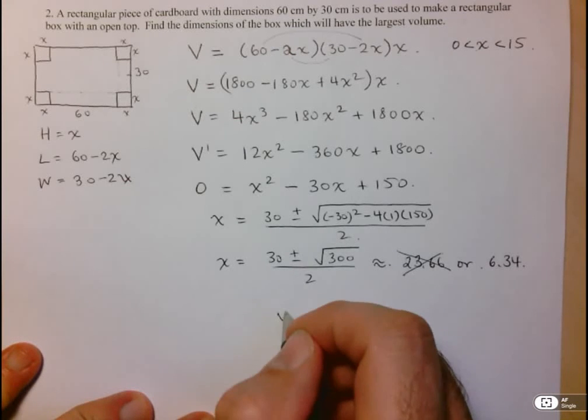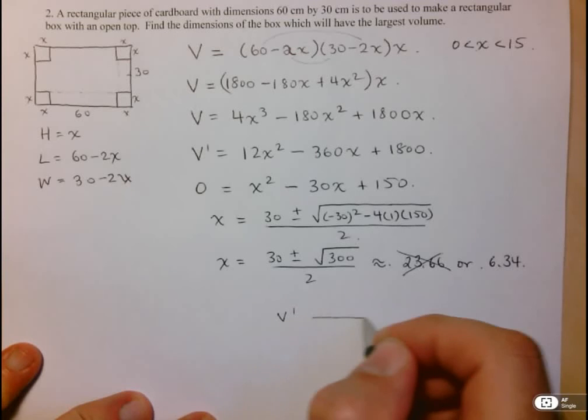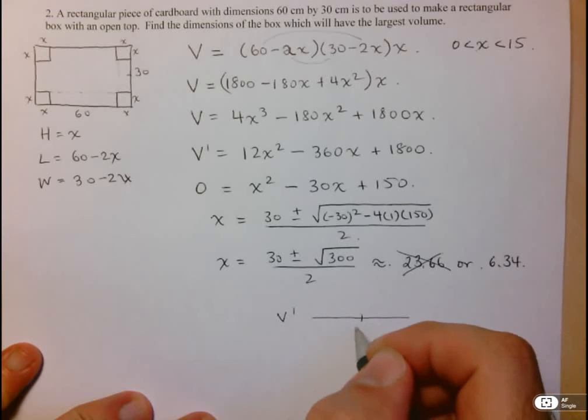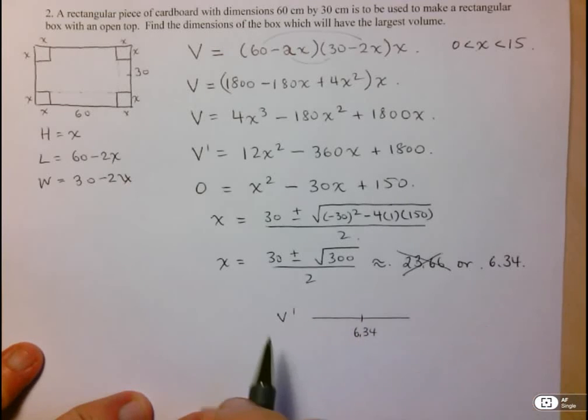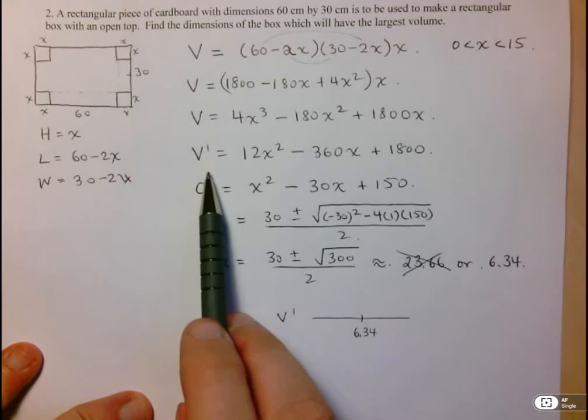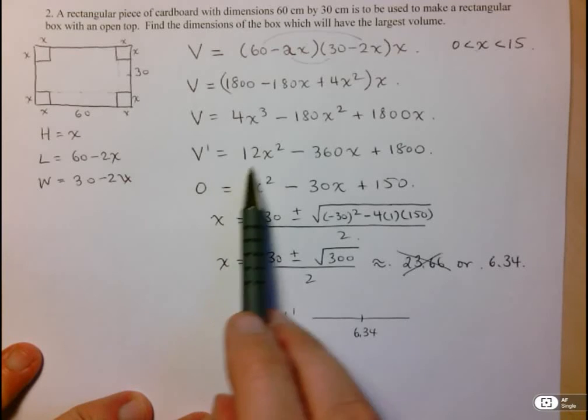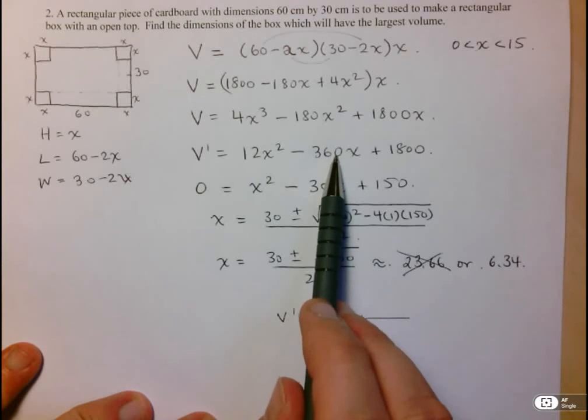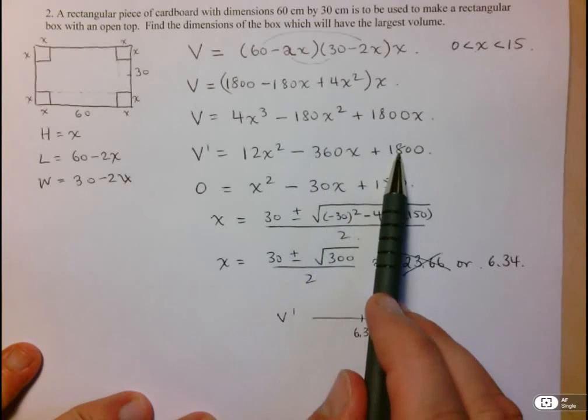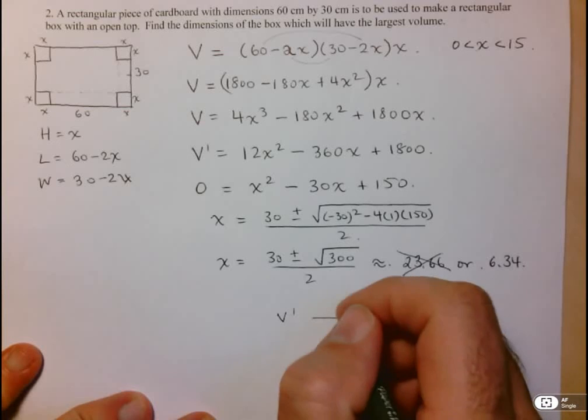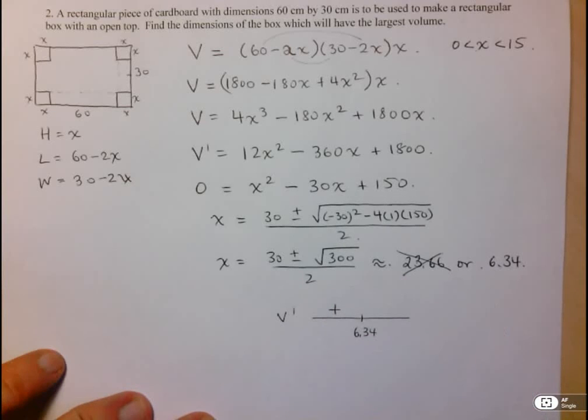We'll have to test v prime before and after 6.34. So if we go to v prime here, say we stick in x is equal to 1, so 12 minus 360 is going to be some negative number, but when we add 1800, that will definitely be positive. I don't even need to check that.